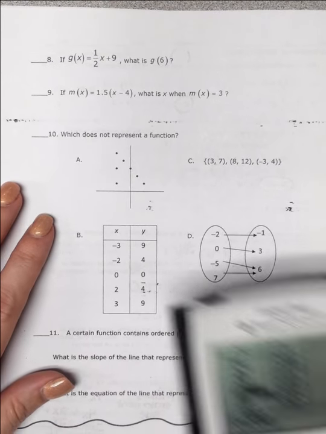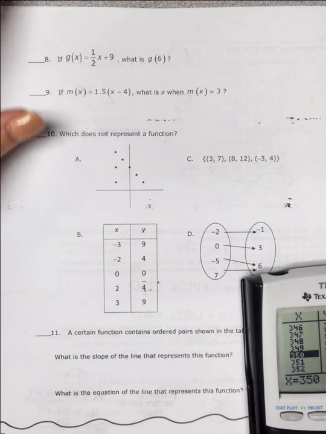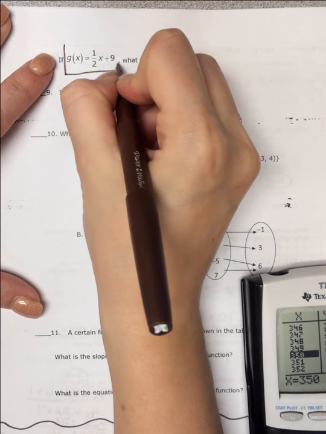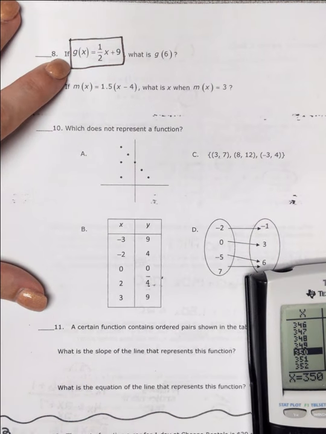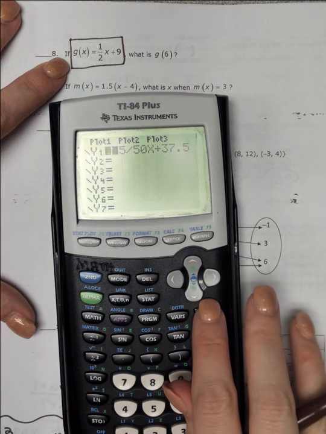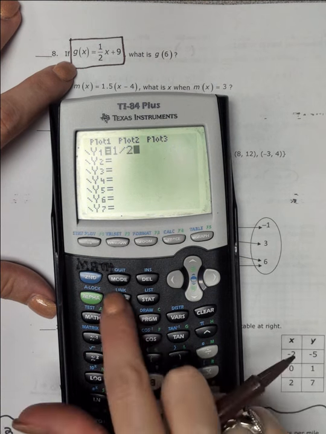Okay, if g of x equals 1/2 x plus 9, stop right there. We've got an equation. I'm serious. Every single time you see an equation, go to y equals and type it in. So 1/2 x plus 9.